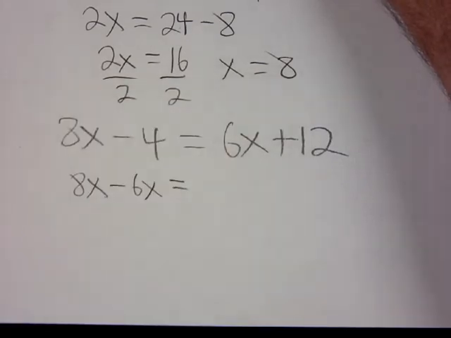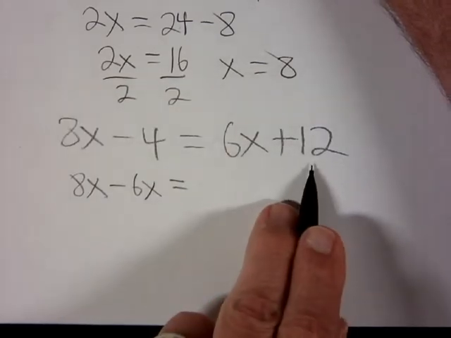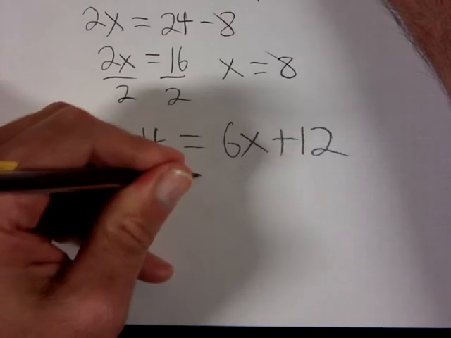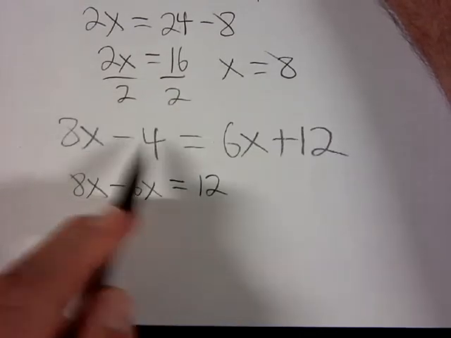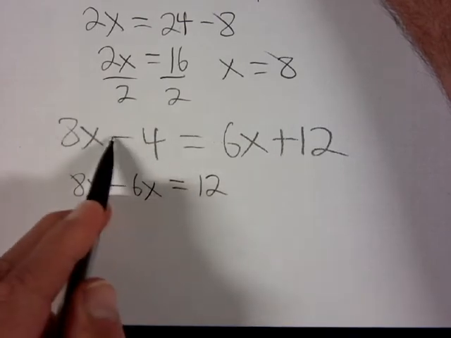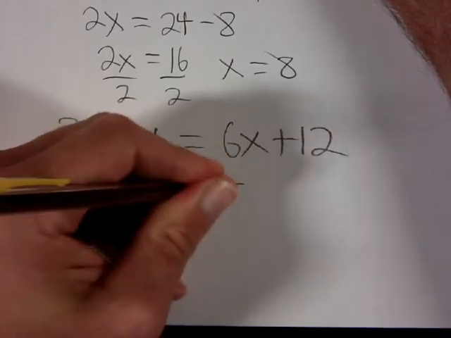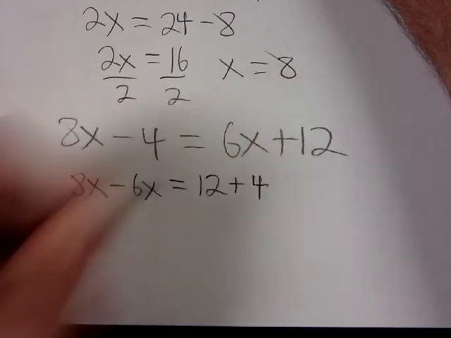Okay, now, what was over here that's not moving? A 12. So 12 is staying put. Remember, things can't just disappear. Okay? And what's coming over here to join the 12? Well, if it was minus 4 on this side, then it's going to be plus 4 on the other side. All right?